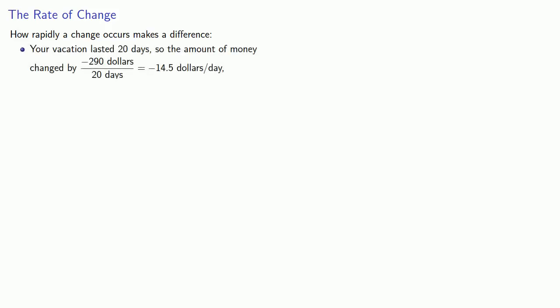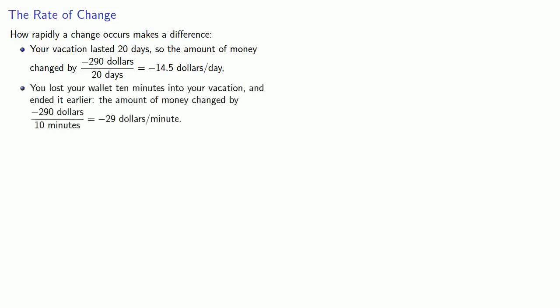Now, in addition to the amount of change, how rapidly a change occurs makes a difference. For example, suppose your vacation lasted 20 days, so the amount of money changed by minus $290 over 20 days, or minus $14.5 per day. If that happened, you probably had a good vacation. On the other hand, suppose you lost your wallet 10 minutes into your vacation and ended it earlier, then the amount of money still changed by the same amount, minus $290, but that change occurred over a period of 10 minutes and you lost $29 per minute. If that happened, you probably had a bad vacation.